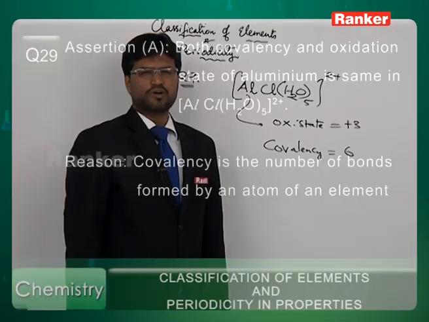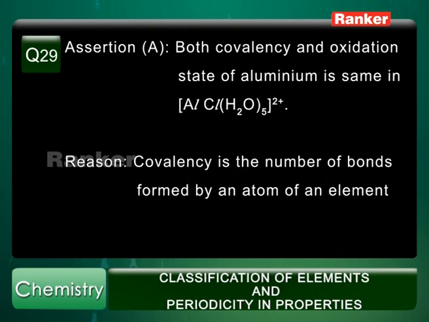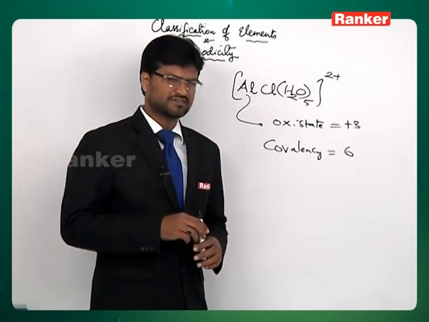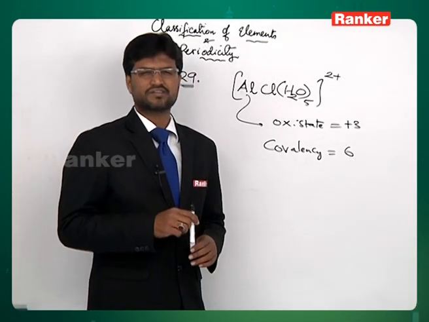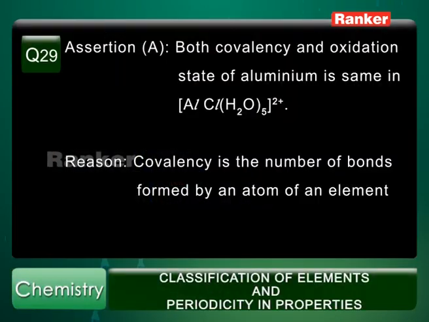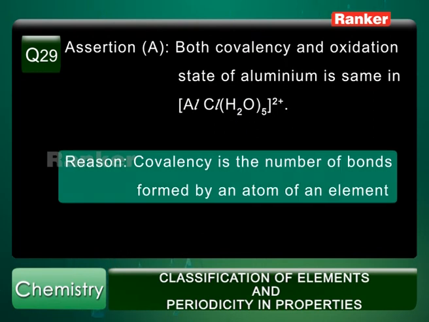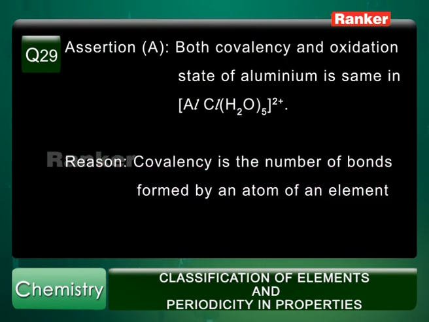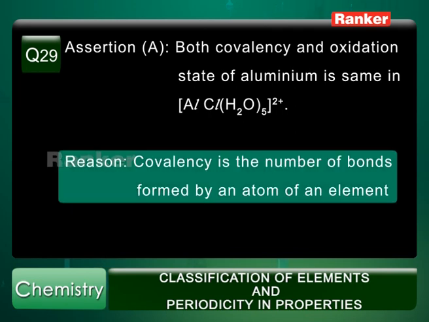Covalency is the number of bonds formed by an atom of an element. This is a true statement, and both covalency and oxidation state of aluminum is same in [AlCl(H2O)5]2+ is not a true statement. So the correct answer therefore is statement 1 is incorrect, statement 2 is correct.